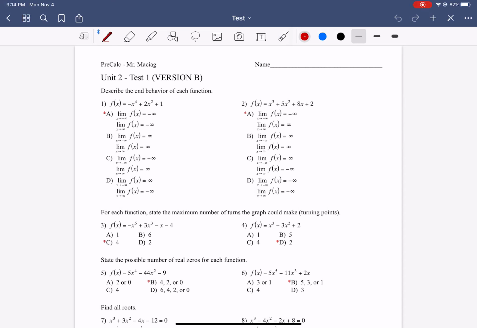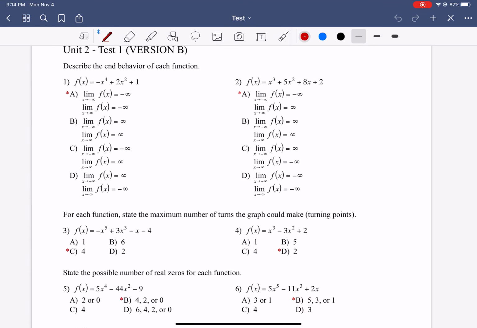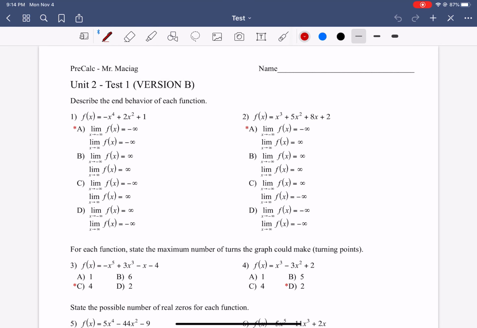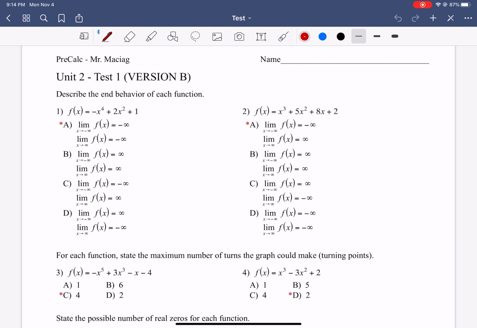Hello, this is the test review for the test retake that will be on Wednesday, November 6th. Right now we're on version B, which you should have marked up on your paper, so there should be no confusion about what version we're looking at. We're going to walk through this in the video. Feel free to make the speed of the YouTube video faster or slower, but we'll take our time.